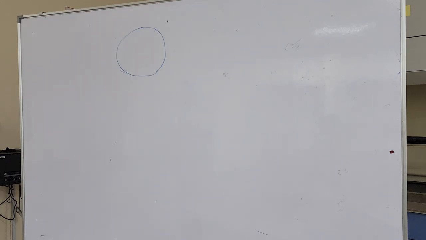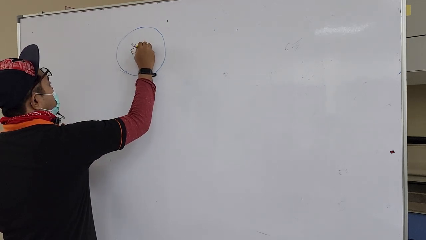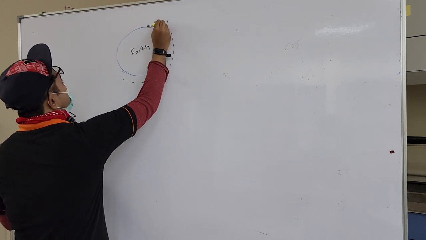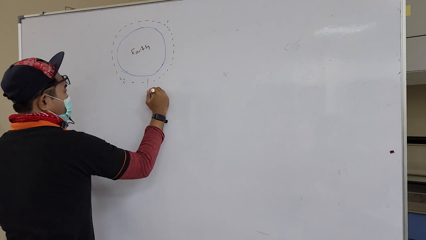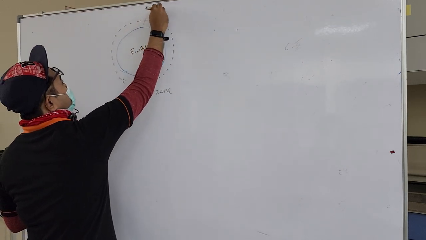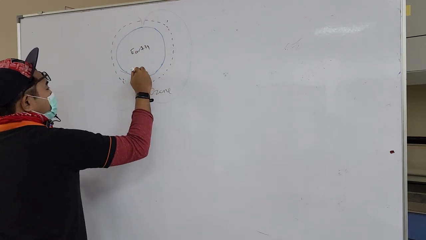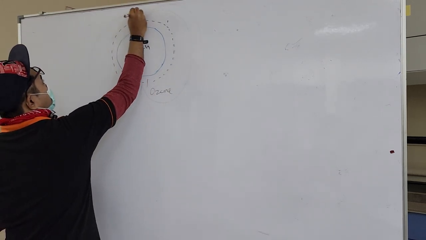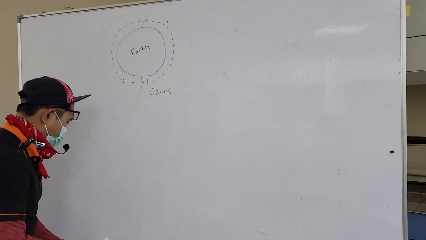Let's be honest. Okay. So this is your Earth. And surrounding the Earth, you have this invisible layer. And this is ozone. Before the ozone, you have your Earth's magnetic field. Okay, and here's your sun.